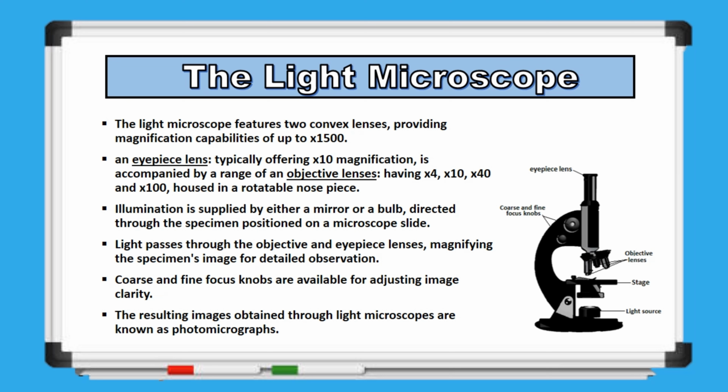We can make the image clearer by adjusting the coarse and fine focus knobs. The pictures taken with the light microscope are called photomicrographs.